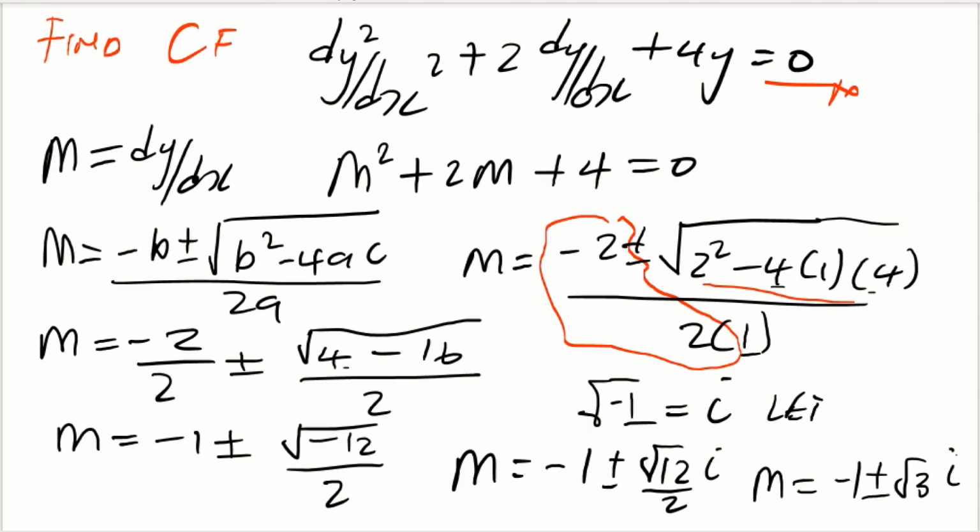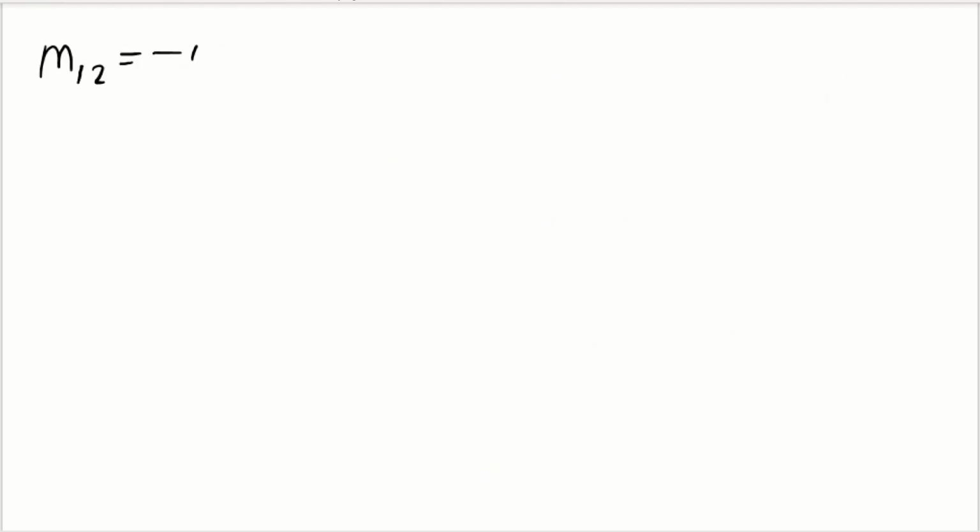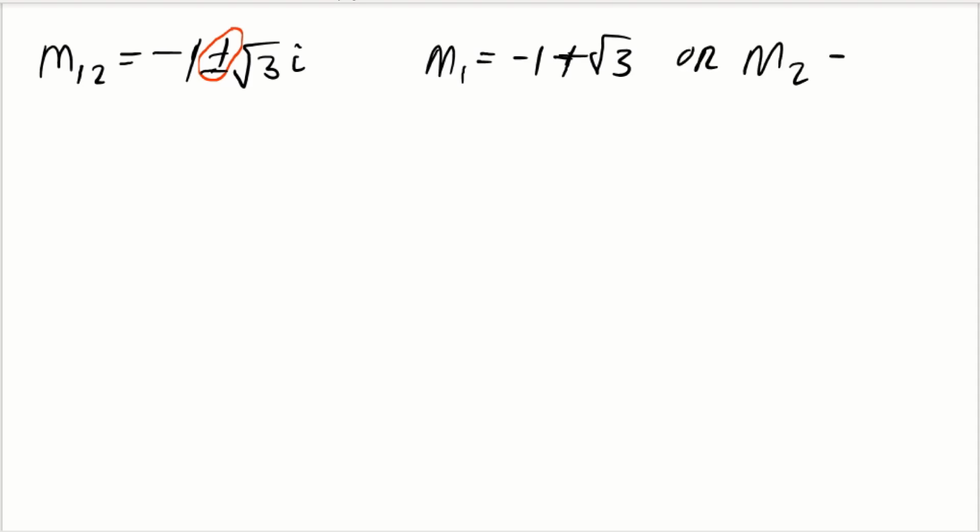After finding your values, let's just write them here. Remember, this is your m1 or m2 because it has a plus or minus. So you've got minus 1 plus or minus root 3 i. This sign right here means you've got two values of m. So you've got m1 equals minus 1 plus root 3 i, or m2 equals minus 1 minus root 3 i. Remember to put that i there.